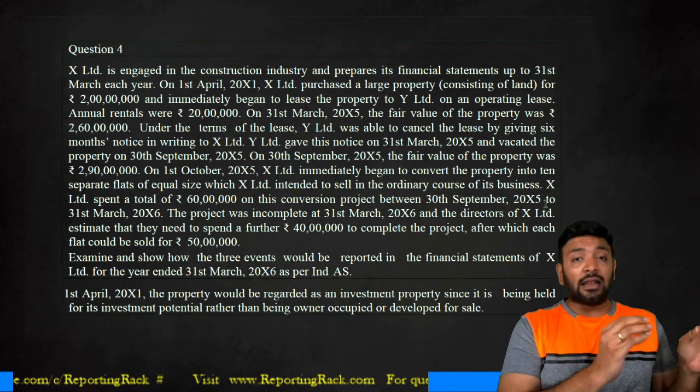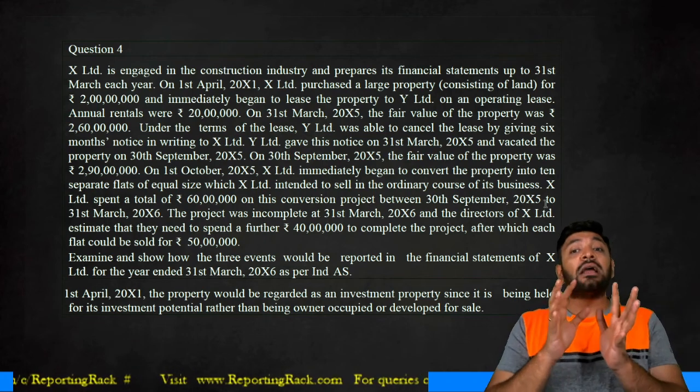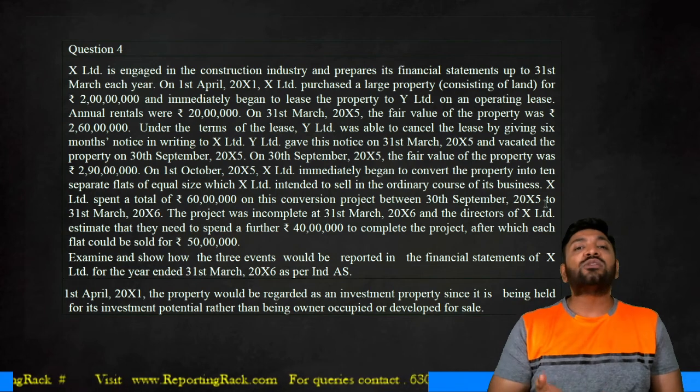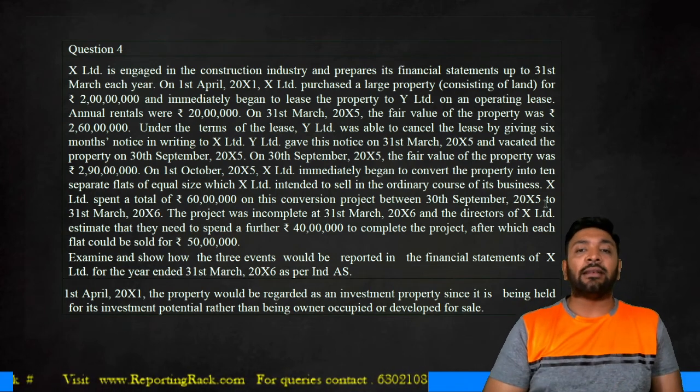So it is no longer investment property. Now it has become inventory directly, because you want to sell in the ordinary course of business. What do you sell in the ordinary course of business? Inventory.